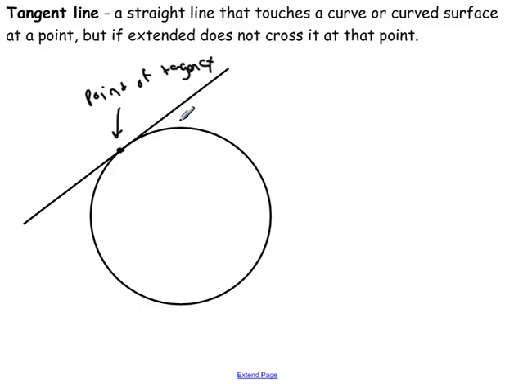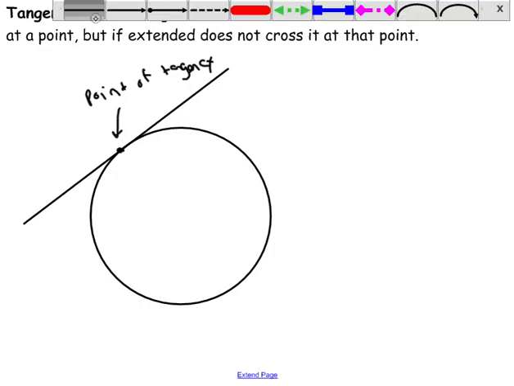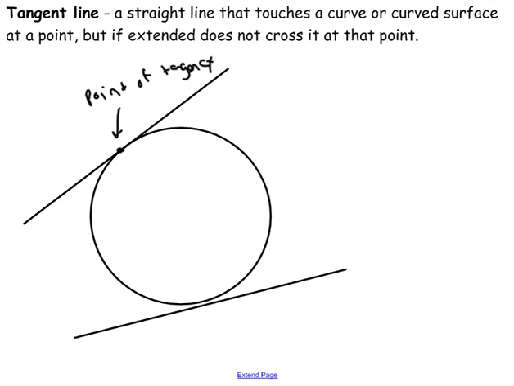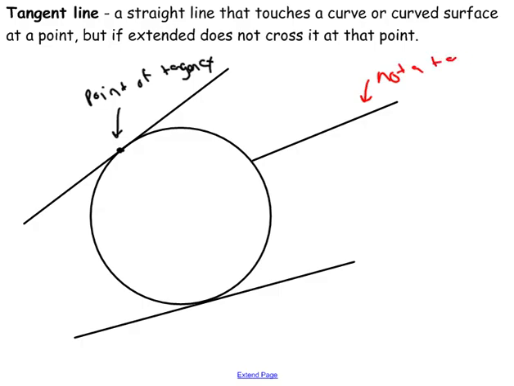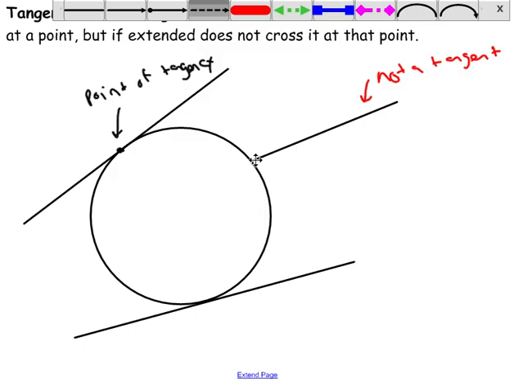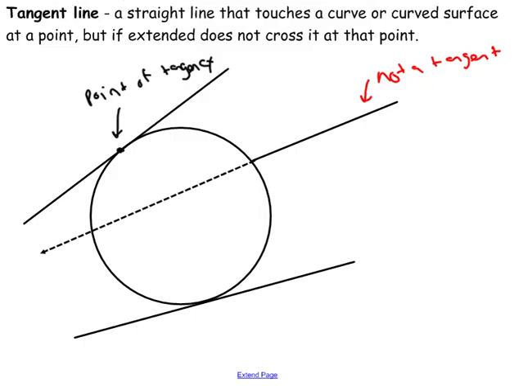And even if you extend it to the left or to the right, it will only touch the circle at one point. Let me draw another tangent. There is another tangent. Touches the circle at one point. Now this here is not a tangent, because if you were to extend this line, it would touch the circle at 2 points. So that's the key, right? It could only touch the circle at 1 point, even if you extend it.